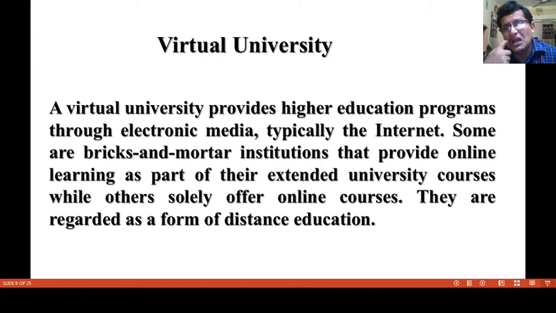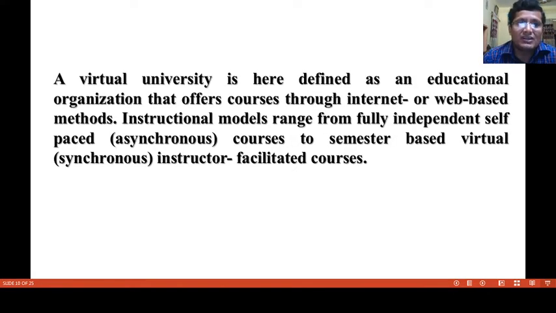Some virtual universities provide courses in fully online mode. Some universities provide courses in blended mode, that is face to face and online. So they also have a form of distance mode. A virtual university is here defined as an educational organization that offers courses through internet or web-based methods. Instructional models range from fully independent, self-paced courses to semester-based virtual instructor-facilitated courses.